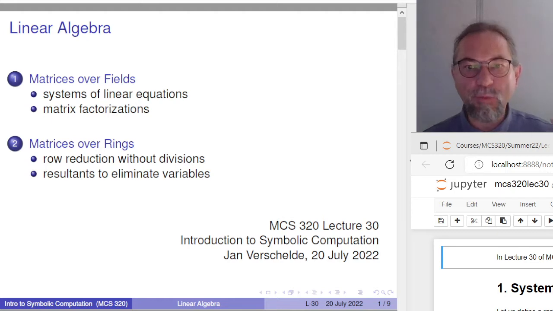We distinguish between linear algebra where division is possible, and we can also do linear algebra without any division. So we first consider matrices over number fields.